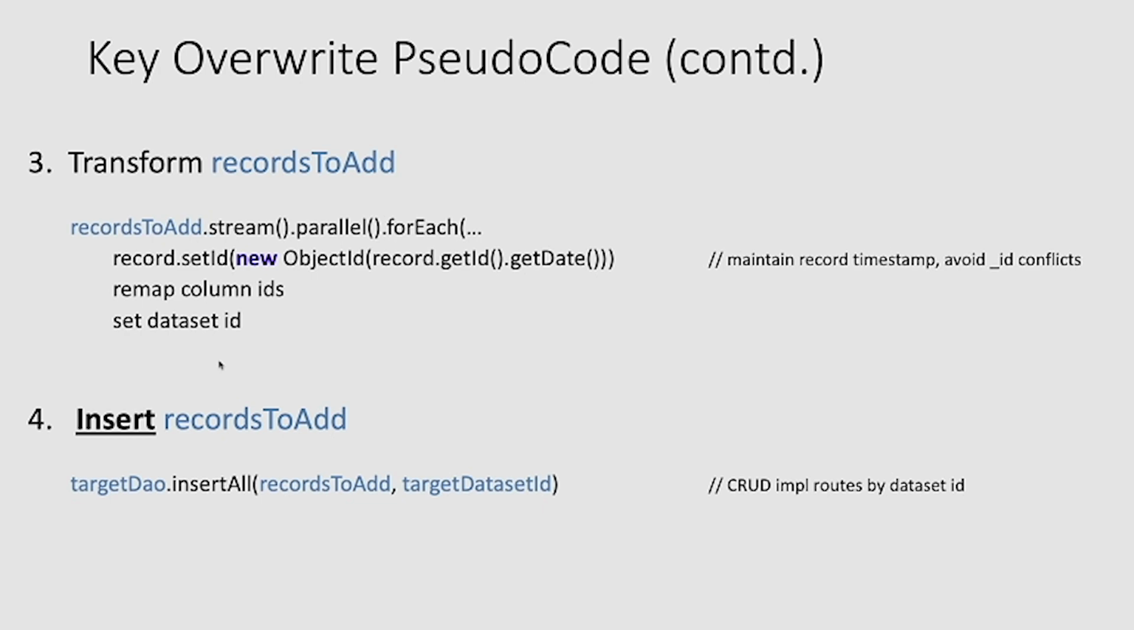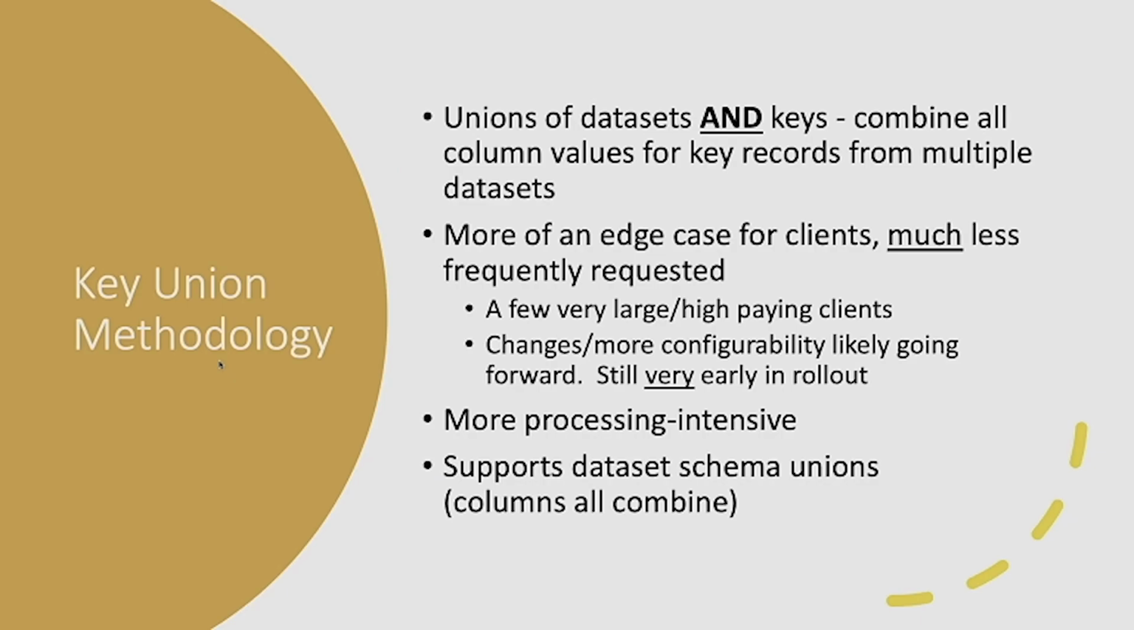And also you need to avoid object ID conflicts. We could be inserting this record into the same collection alongside the input data set that it came from. So we need to make sure that it gets a new object ID, because object IDs are a unique primary key in Mongo. And then remap column IDs instead of the dataset ID and do a simple insert operation. This doesn't have to handle upserts at all because we always know that every key will be inserted and new for the target data set.